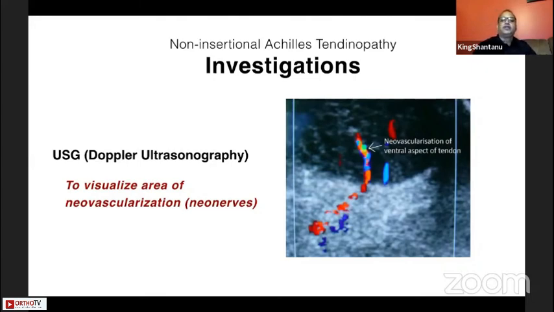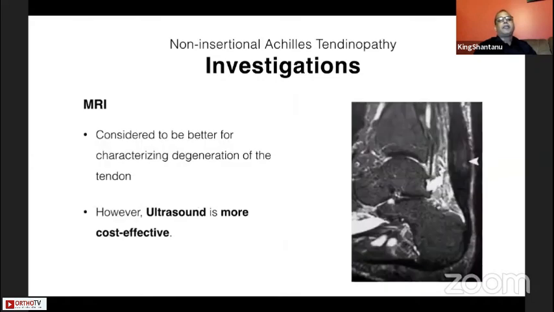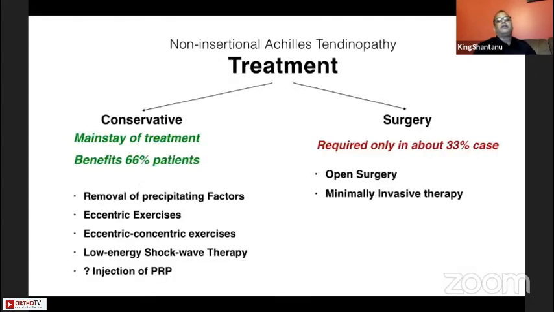New nerves, what we call new nerves. So these new nerves, generally they cause pain. So if we can see neovascularization in ultrasonography, we could say that yes, the disease is there. An MRI is considered better in characterizing a degeneration of the tendon, like we can see in the picture on the right side. However, ultrasound is more cost effective. It is less costly and generally easily available also.